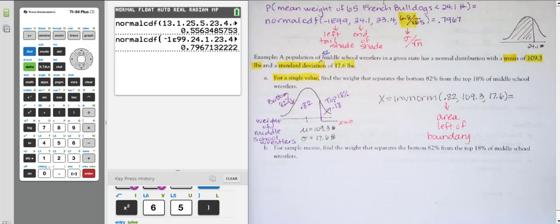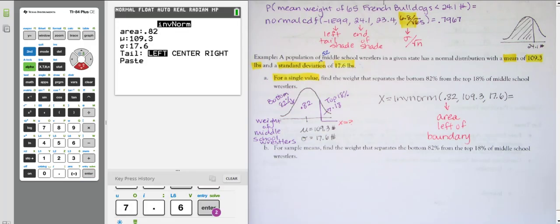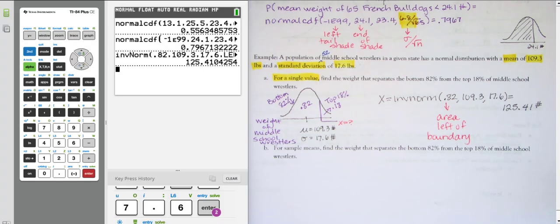We're going to need to round to 2 decimals. Remember that regardless of what your calculator looks like, everyone will be using the value of the tail to the left. So the weight of a middle school wrestler that separates the bottom 82% from the top 18% is 125.41 pounds.